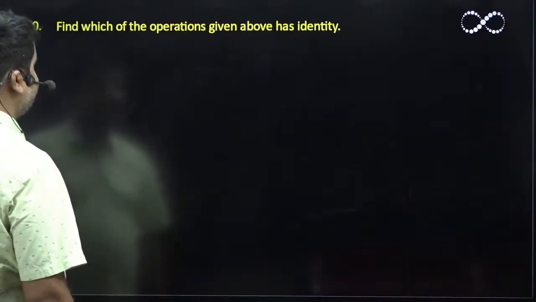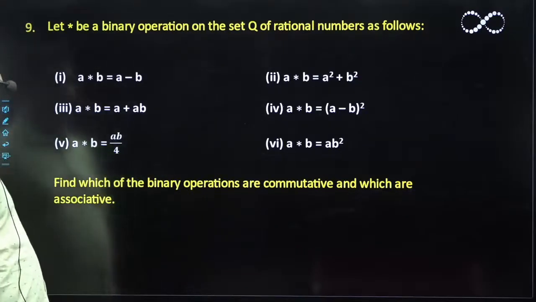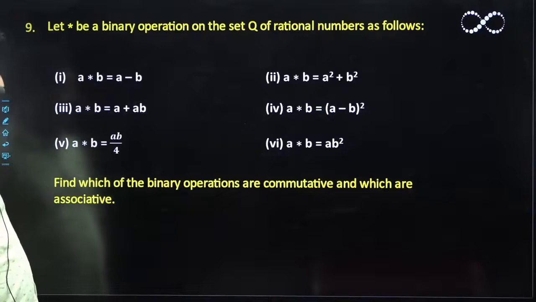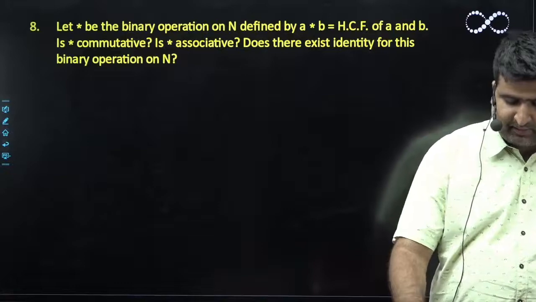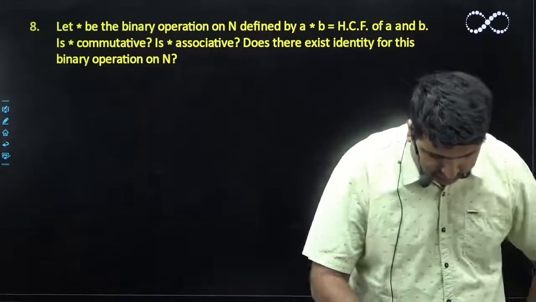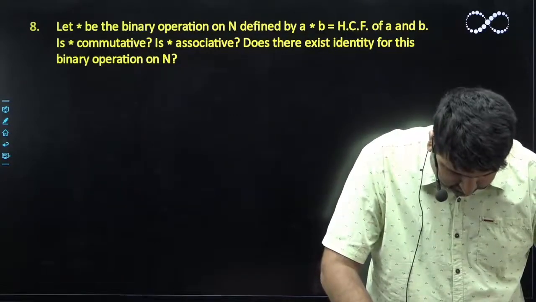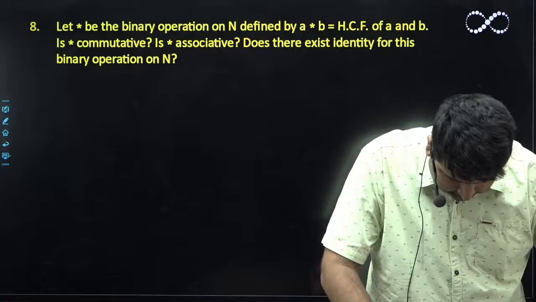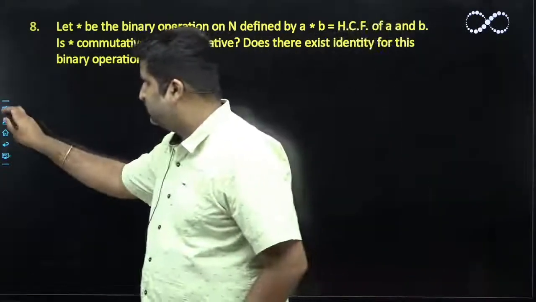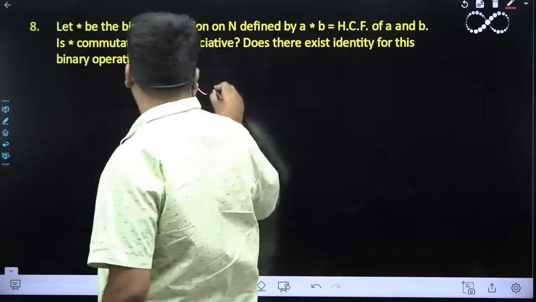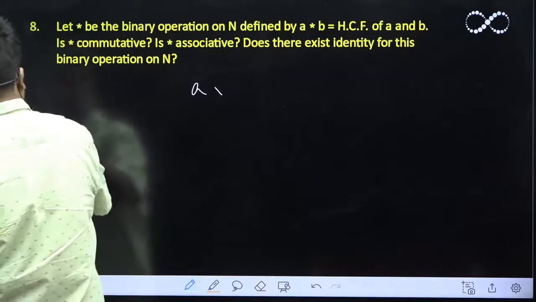For which of the operations given above has an identity? Now, it's very typical to see in which case we will get an identity. So, what is the condition for identity, first of all? The condition for identity is that A. This is not the question we were looking for actually. Just a second.